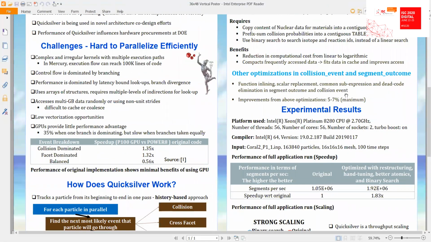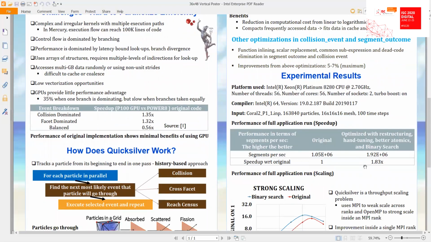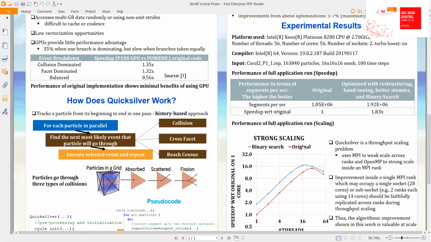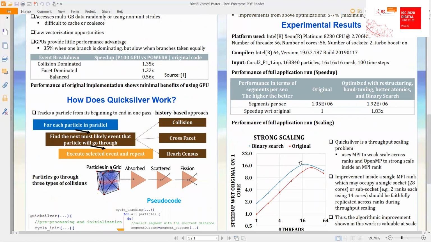We also did some minor code optimizations such as function inlining, scalar replacement, and dead code elimination, which improved performance by 5 to 7%. Then we tested this code on a state-of-the-art Intel Xeon Cascade Lake Platinum processor with 164,000 particles, and we achieved 1.8x speed up compared to the original implementation. This improvement strongly scaled till 16 cores, after which the performance dropped.